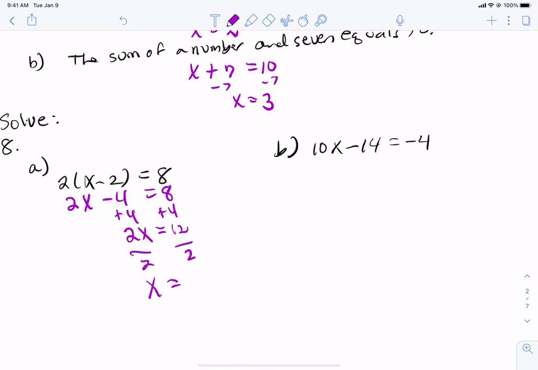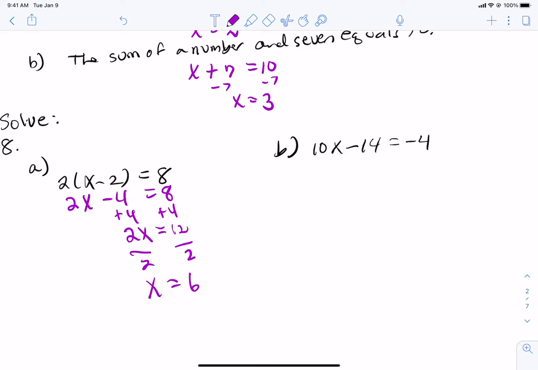Now remember, you could stick that value of 6 into the original. And if it makes a true statement, if it equals 8 when you stick it in, then you know you did it right. You can see 6 minus 2 would be 4. 2 times 4 is 8. I mean, it's a quick check. It is multiple choice, so if you get stuck going the front way, try it backwards. Try sticking it into the equation and go from there.